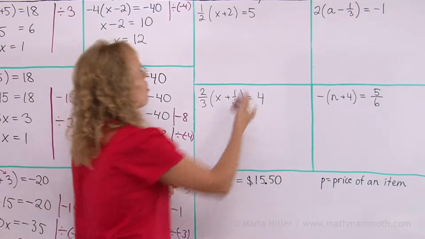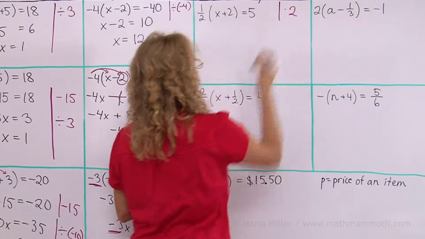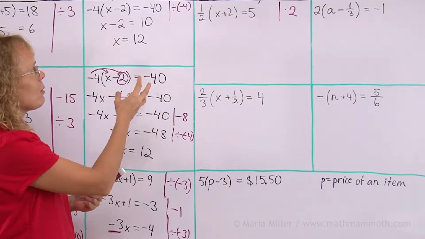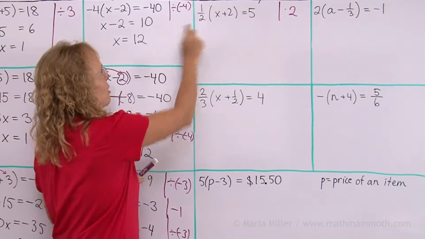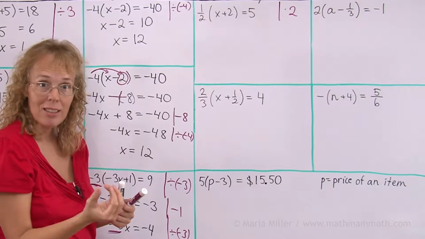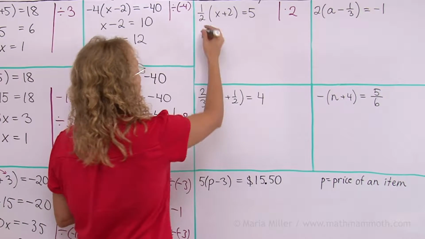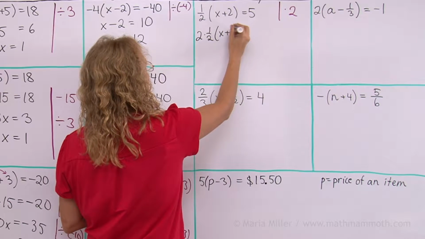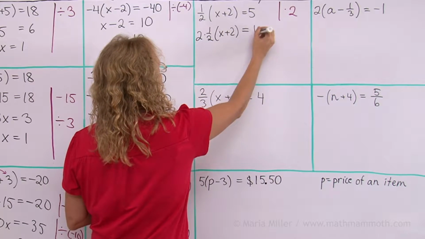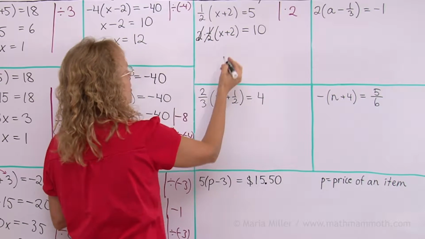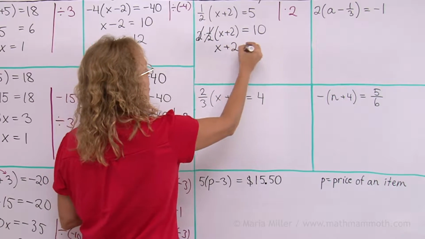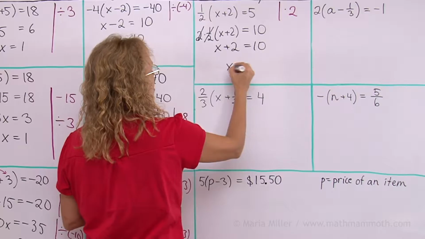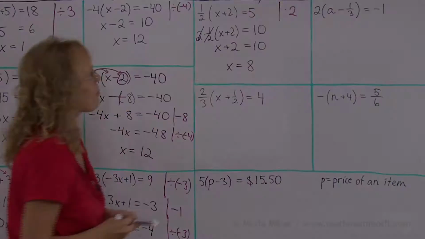I can multiply both sides of the equation by 2. And then this half will disappear, because 2 times half will be just 1. Okay? So it's going to be 2 times half, times (x plus 2). Over here, 2 times 5. So this will cancel. I'm just left with x plus 2 equals 10, or x equals, of course, 8.